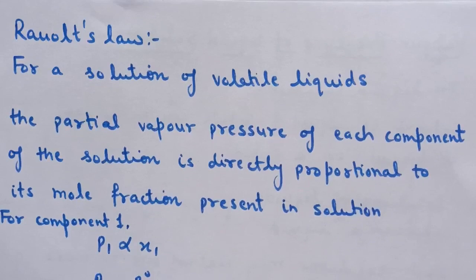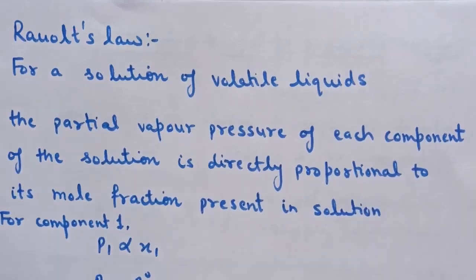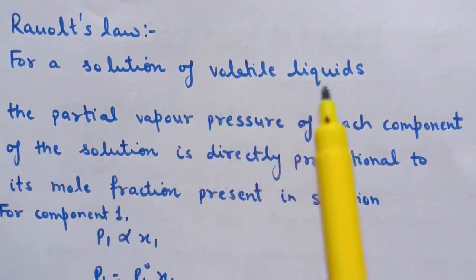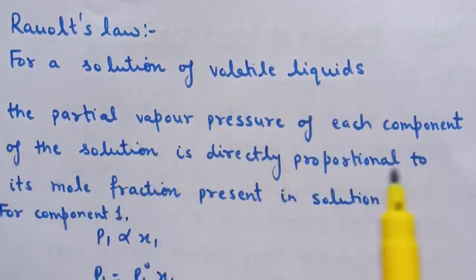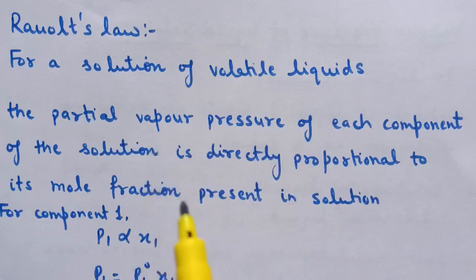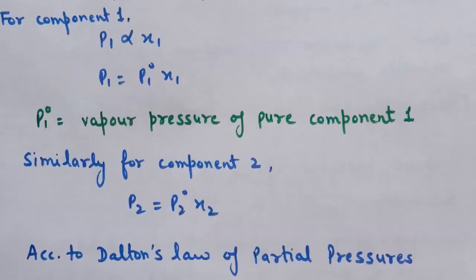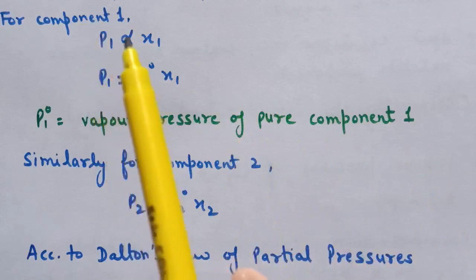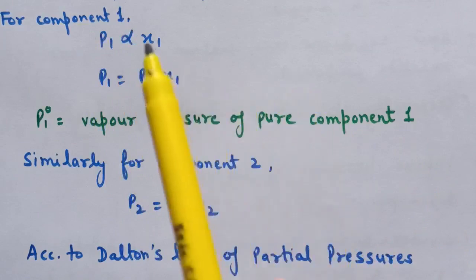For these liquid-liquid solutions, the French chemist Raoult gave a quantitative relationship between them, that is known as Raoult's law, and this law is applicable for volatile liquids. That is, for a solution of volatile liquids, the partial vapor pressure of each component of the solution is directly proportional to its mole fraction present in the solution. That is, if we want to apply this Raoult's law to component 1, P1, the partial vapor pressure of component 1, is directly proportional to its mole fraction present in the solution.